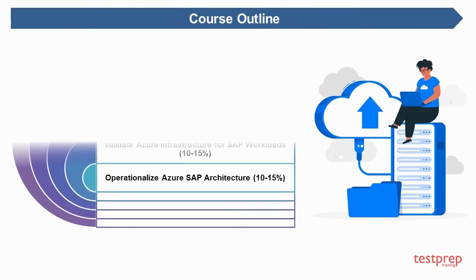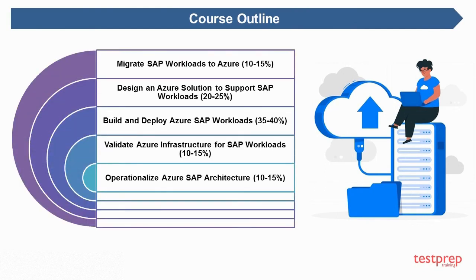Course outline. 1. Migrate SAP workloads to Azure, which comprises 10 to 15% weightage in the exam. 2. Design an Azure solution to support SAP workloads, which comprises 20 to 25% weightage in the exam. 3. Build and deploy Azure SAP workloads, which comprises 35 to 40% weightage in the exam. 4. Validate Azure infrastructure for SAP workloads, which comprises 10 to 15% weightage in the exam. 5. Operationalize Azure SAP architecture, which comprises 10 to 15% weightage in the exam.